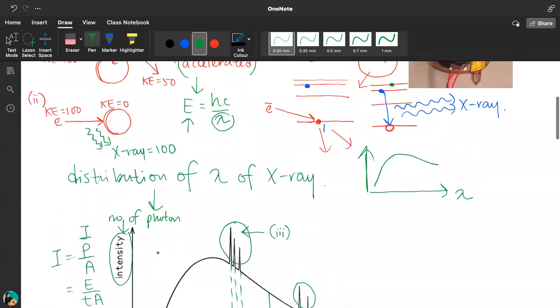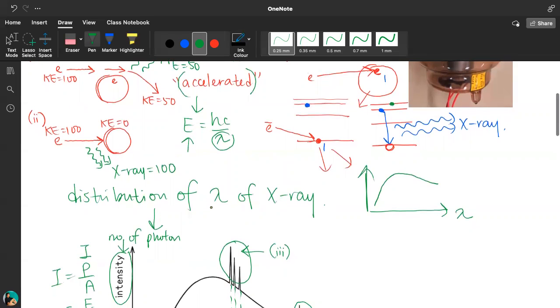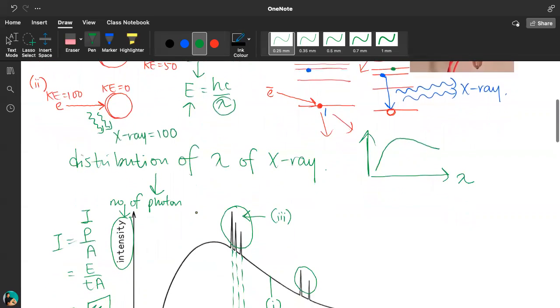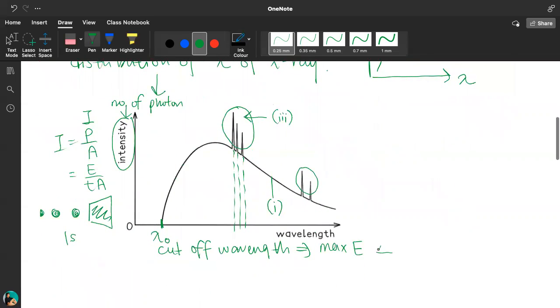It comes back to situation number 2. Remember, there are some electrons that hit and stop in a single collision. This is where they give up all of their energy. So the photon they produce has maximum energy and the smallest wavelength. So this cutoff wavelength is due to case number 2.